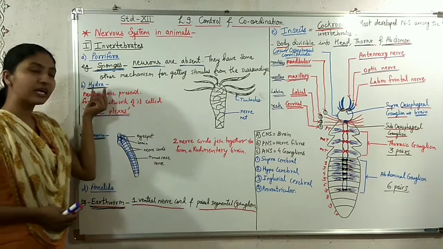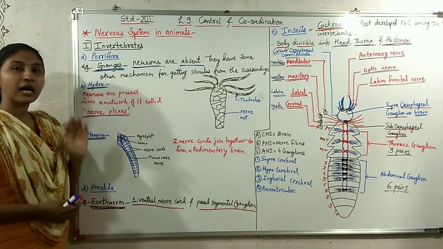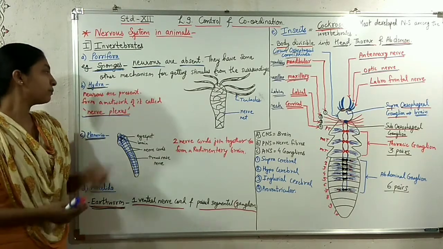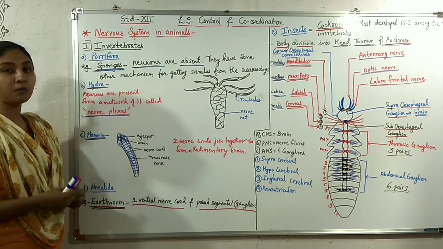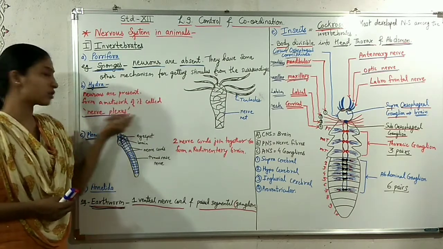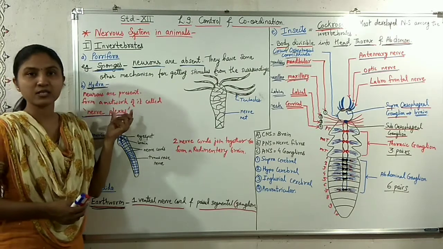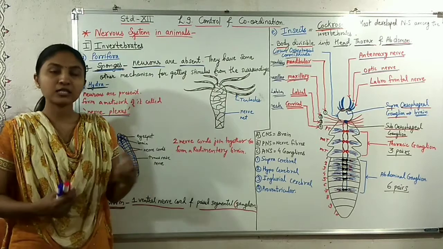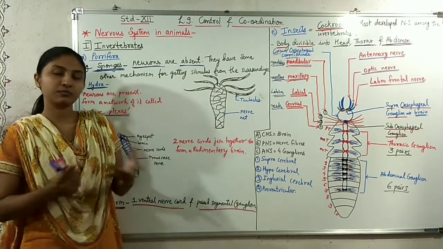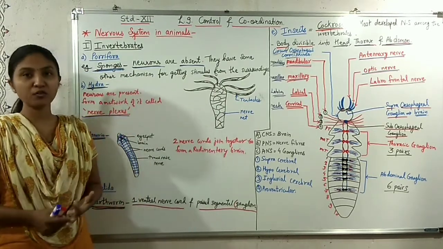The next example that we will see is Hydra. Hydra is a cnidarian. Neurons are present in it, and these neurons form a network, and that network is called nerve plexus. Hydra shows a diffused nervous system. It consists of neurons, sensory cells and nerve fibers.